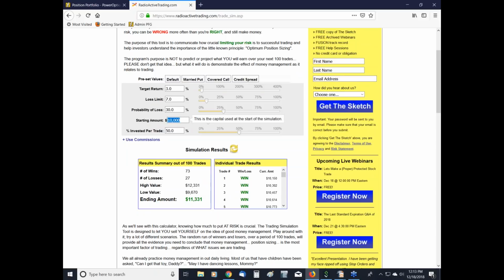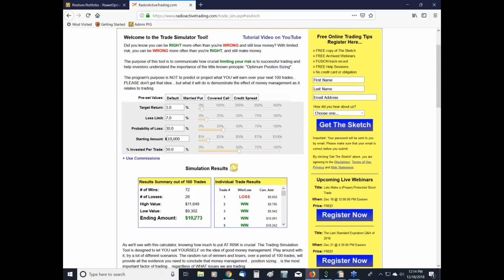Starting with $10,000, maybe opening 2 to 3 trades at a time. Let's just invest 50% into each trade. We could have a winning track record here if we're right 73% of the time. It's about a 10% return over the course of 100 trades. Is that what you were promised with covered calls, that you can make 3% per month and have protection on your positions? With 72%, well, take that up at the end to about $10,773.